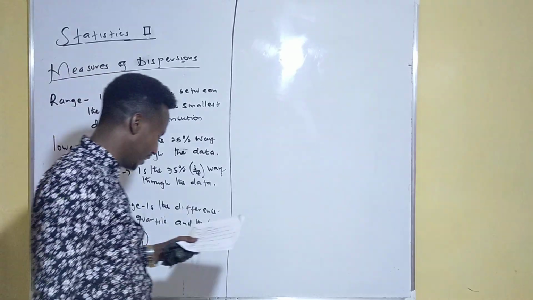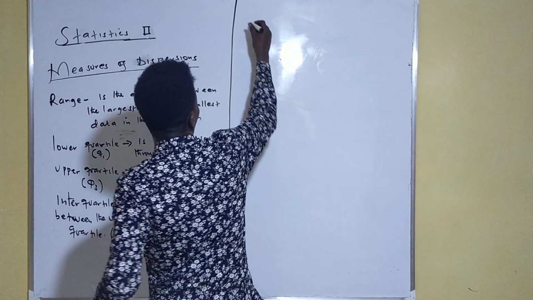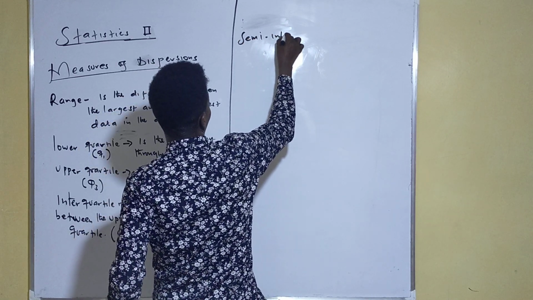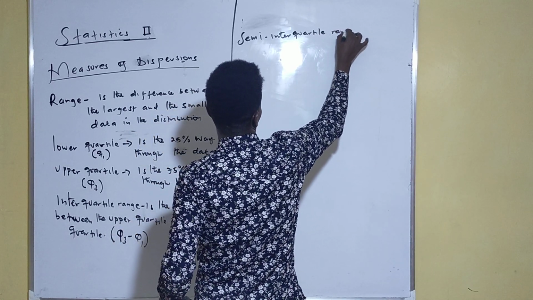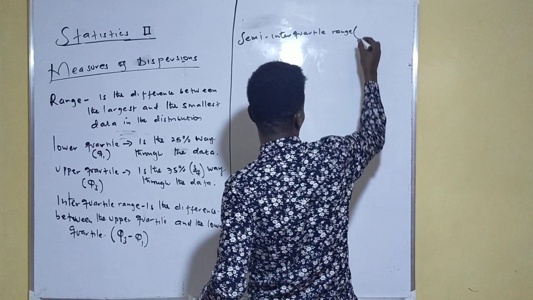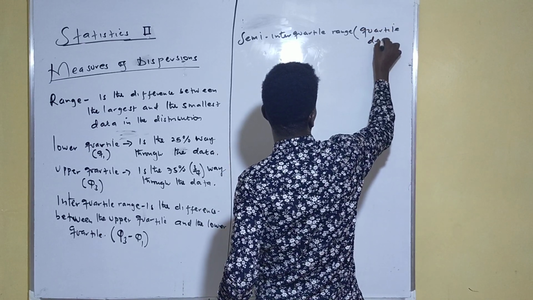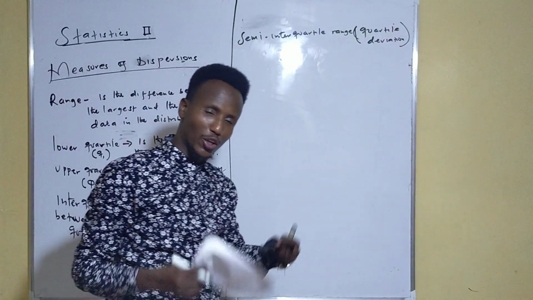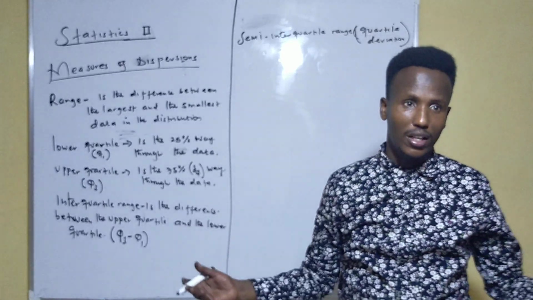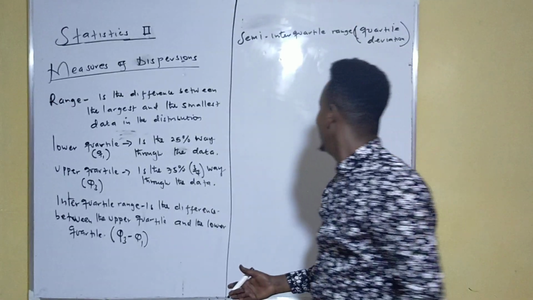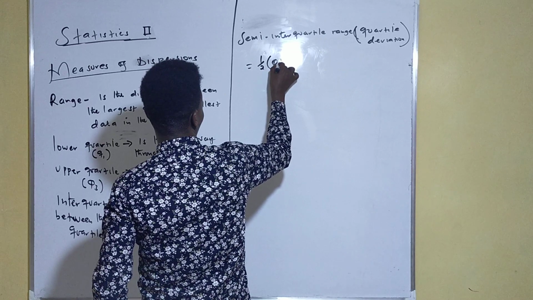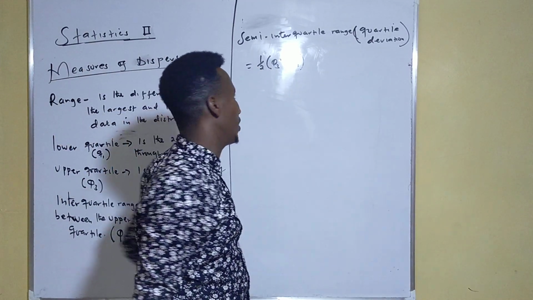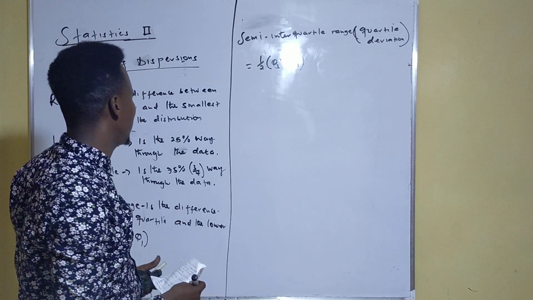Don't forget that. Then after that, we have what you normally call the semi-interquartile range. We also call it the quartile deviation. The other name of semi-interquartile range is quartile deviation. So in the examination, if you are told to find the quartile deviation or semi-interquartile range, it's one and the same. Guys, get this concept of mathematics, it's very easy. This can be gotten as half of Q3 minus Q1. Half of the interquartile range is what we normally call the semi-interquartile range. That is half of Q3 minus Q1.